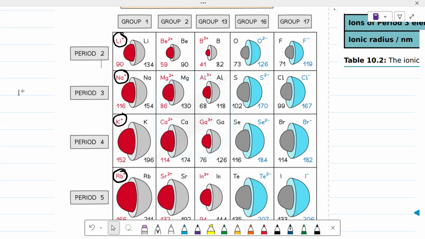And what is the trend down the group for the cations? If you see this red diagram, what is the trend of the cation down the group? It's getting larger. It increases, right? It is simply just like the atomic radii. Okay, the trend is the same as the atomic radii across the period and down the group.